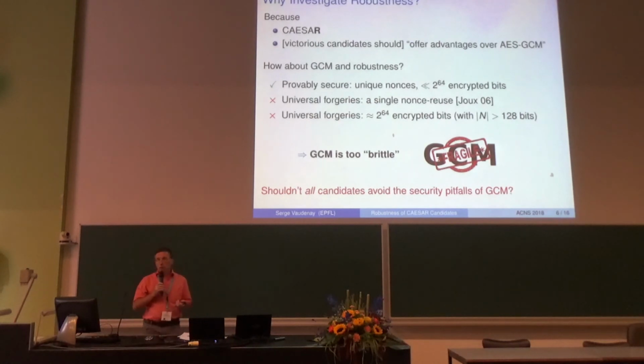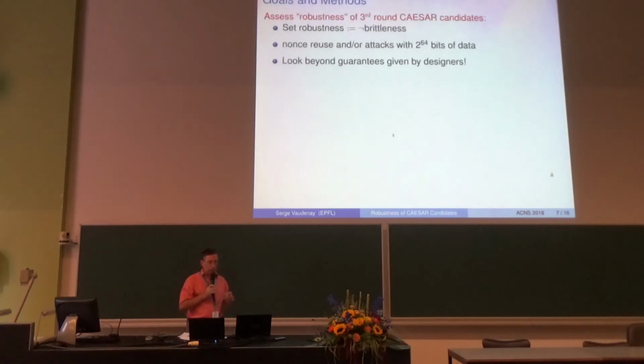So normally, we should come up with something which is essentially better than GCM. In our work, we wanted to analyze all the CAESAR candidates in the third round, because otherwise there are too many. So in the third round, we look at all the CAESAR candidates, and we try to assess their robustness with these two types of attacks. We wonder what happens if nonces are reused. We wonder what happens if we encrypt many messages.